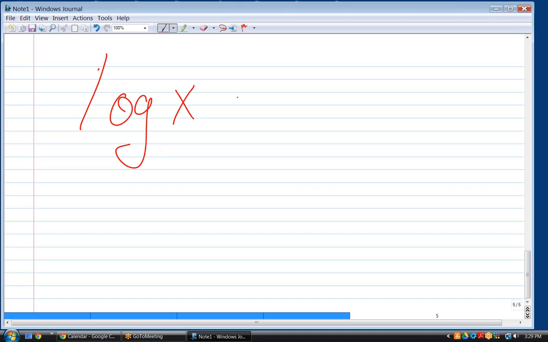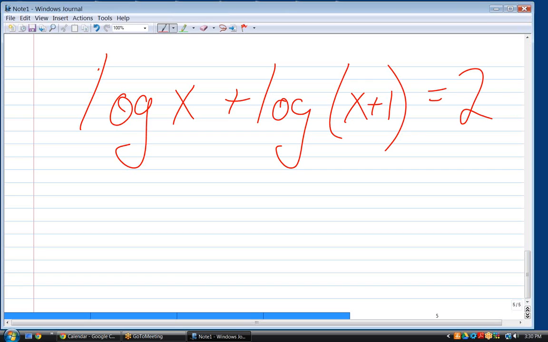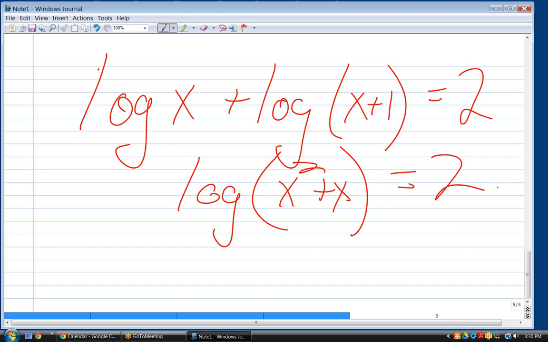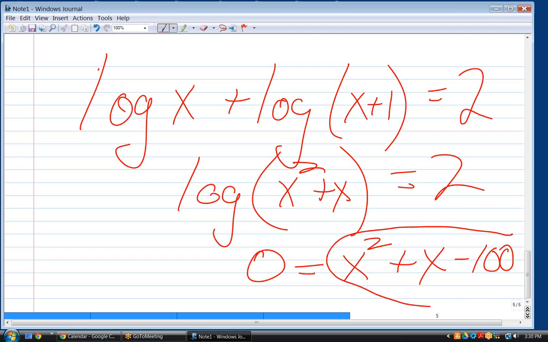If I had this, the way you solve this equation is by using the properties to combine, so you end up with this. Then you convert it to exponential, so it's 10 squared equals x squared plus x. 10 squared is 100. Then you solve that quadratic. In other words, if I subtract 100 from both sides, I get this. Now, I've got two solutions that are going to come out of that. I picked these numbers out of thin air, so I didn't make a real easy one.